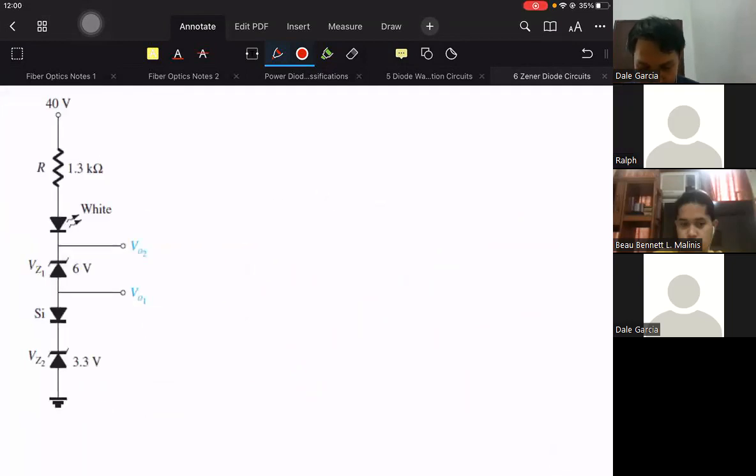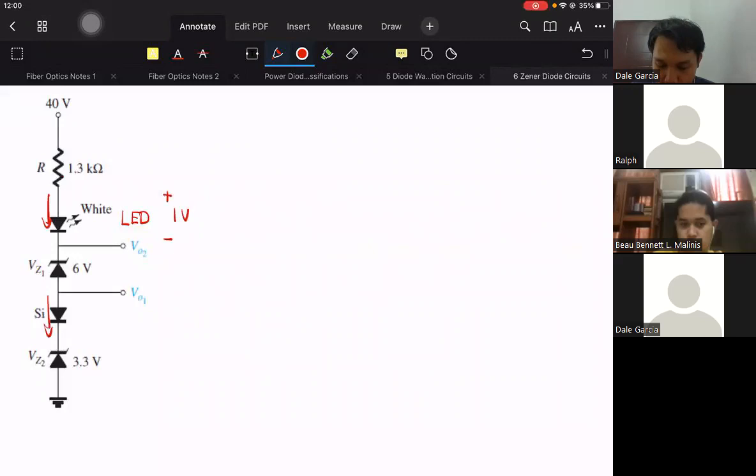This one, how about this one? So we have an LED there. We've never covered LED before, but the analysis of an LED is the same as a regular junction diode. It's just that its voltage drop is different. So let's say our LED has a voltage drop of only 1 volt. So we have our LED in that direction, and our silicon diode in that direction.